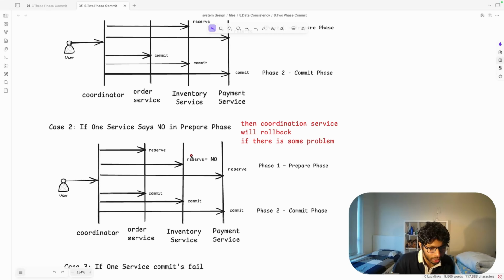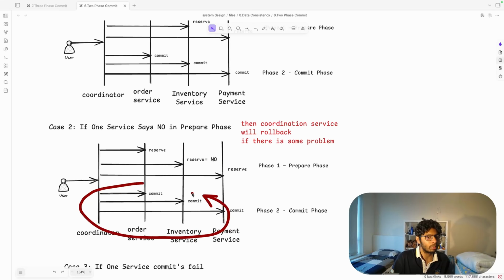In this case there is not a big problem, because we just return no, and the coordinator knows very well that this transaction cannot happen because the inventory service is saying no. So we simply say that this transaction is not possible. We didn't reach the commit step. This is how two-phase commit saves the transaction, the space, the memory and every single thing. We just roll back from this place. This is the power of two-phase commit.